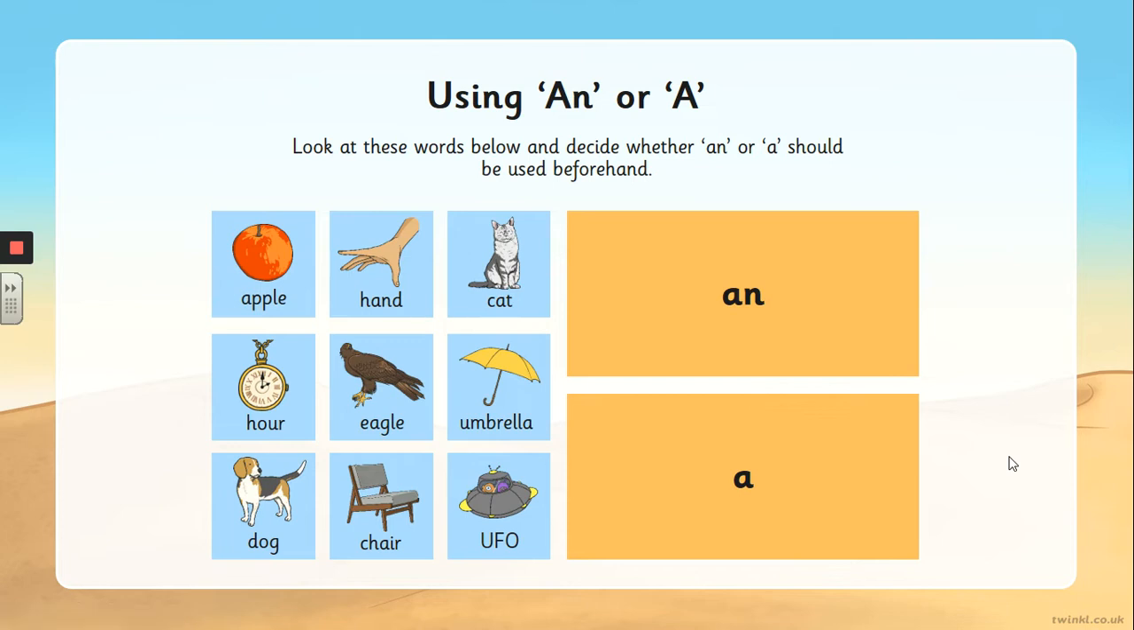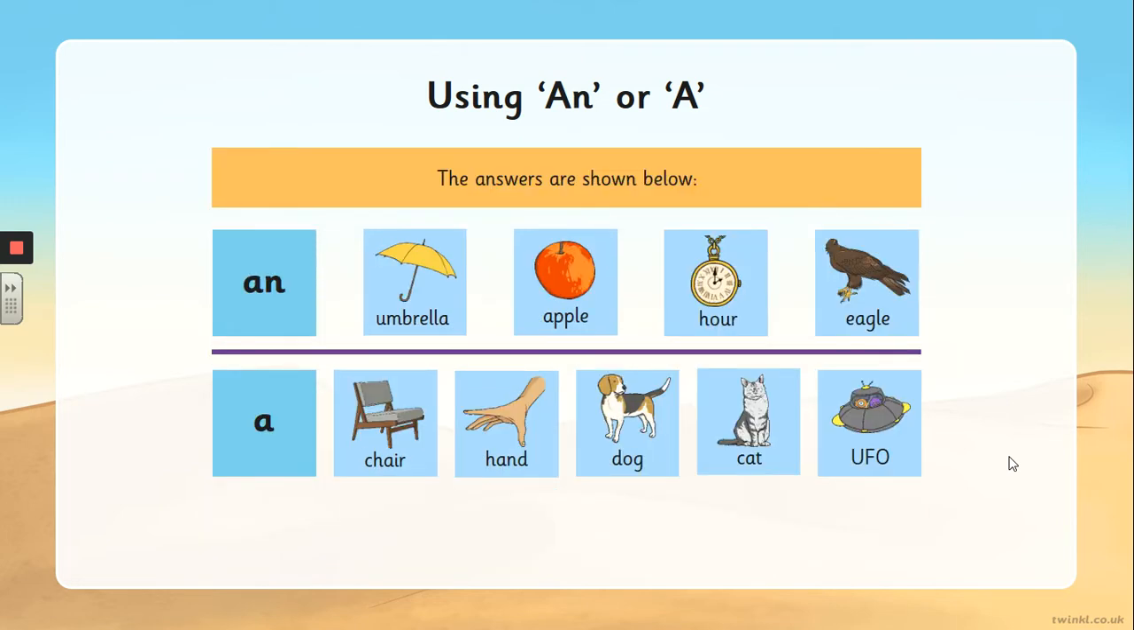Okay, hopefully you're ready to check your answers. Let's go. So the answers are shown below. All the ones which you'd use an are an umbrella, an apple, an A sound, an hour, as in an hour of the day, and an eagle, an E. The ones that will begin with an A is a chair, a hand, a dog, a cat, and a UFO. Again, the U starts with a vowel, but it's not a vowel sound. It's more like a Y.